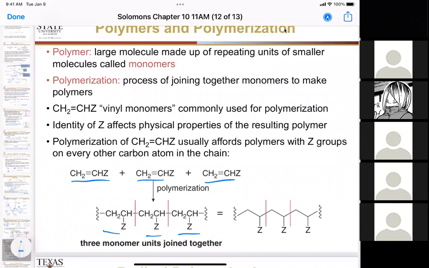Because one of these two sides is going to be the more stable radical. Usually it's where the Z is. So we're going to get the more stable radical here. So that's going to attack the front end of the next one, generating a radical here, which is going to attack the front end of the next one. So you're going to see that regular pattern: attack from the Z, wherever the Z is attached, to the less substituted side to generate the new radical where the Z is, which keeps going and going. And we call this head-to-tail polymerization.